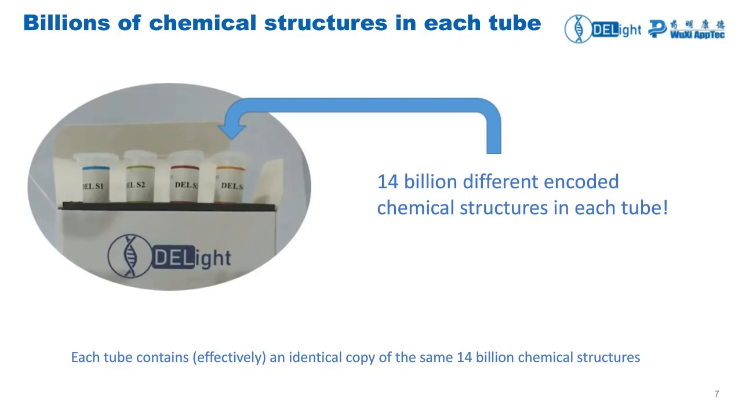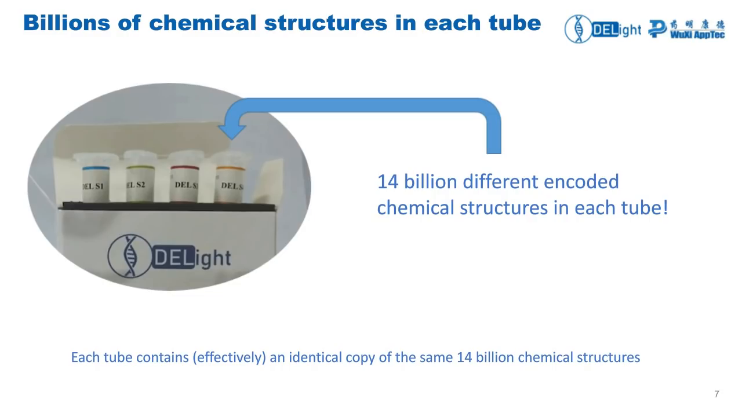And what that allows us to do is to make a kit. And in our kit, we're going to have four different tubes. And each one of those tubes can contain an identical copy of 14 billion different encoded structures. And what that allows us to do, because there's four identical copies, is that we can run four screens side by side, all at the same time.